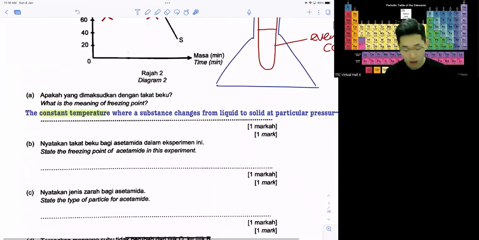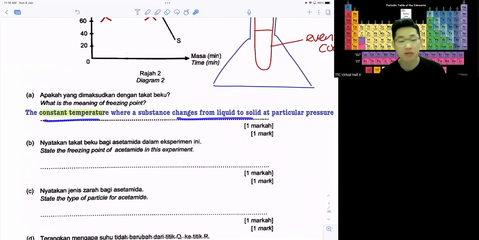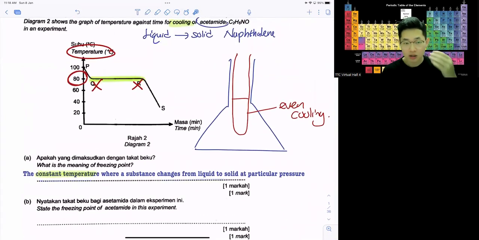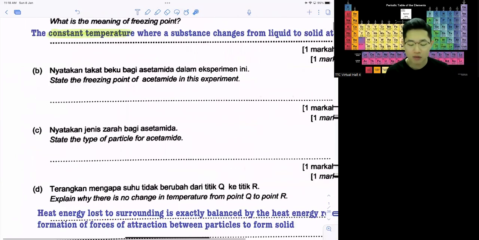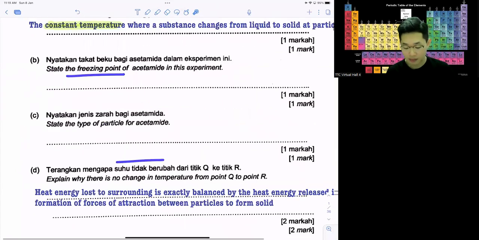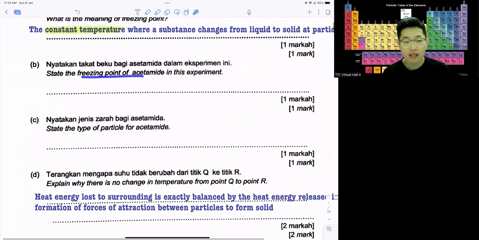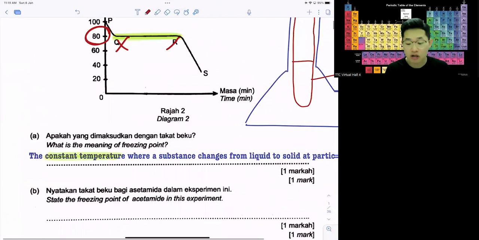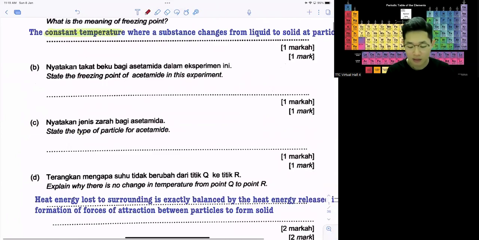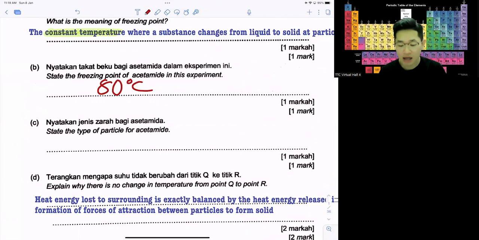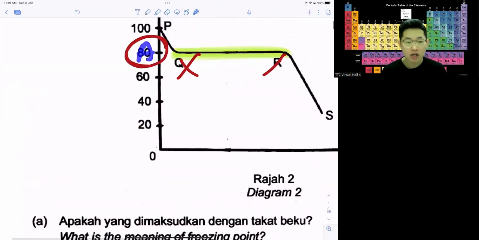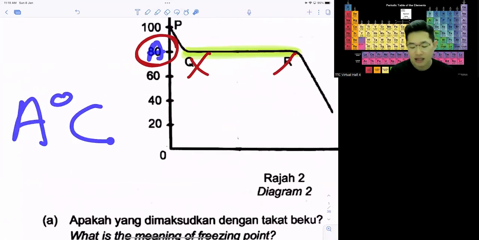So constant temperature where a substance changes from liquid to solid at a particular pressure. That's what I told you just now. Freezing is 从 liquid 变成 solid. The 下一个题目: state the freezing point of acetamide in the experiment. Like what I said just now, freezing point is the constant temperature. So the temperature is 80 度, 80 degrees Celsius. Must put the unit. If they label here A, you also have to write A degrees Celsius.